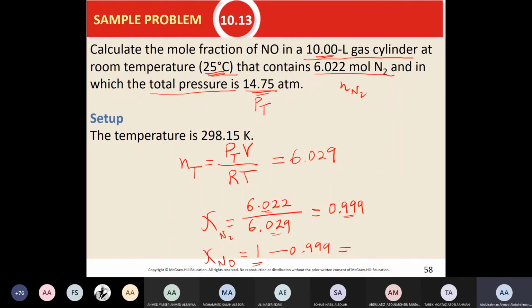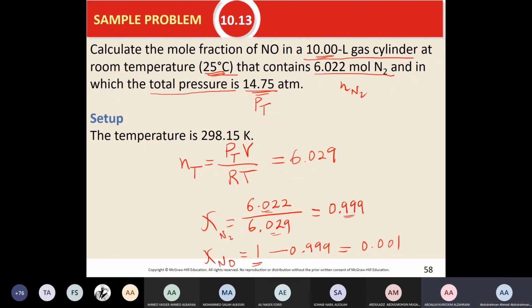And so what's the mole fraction of NO? It is 0.001. Is this clear? Yes. But can we again find it the normal way, doctor? Finding the moles of NO by the normal way, using the ideal gas law? Of course, yes. But how are you going to calculate the number of moles of NO? n equals PV over RT. Yeah, but you don't have P, you have P total.